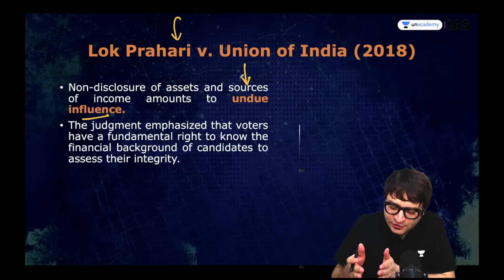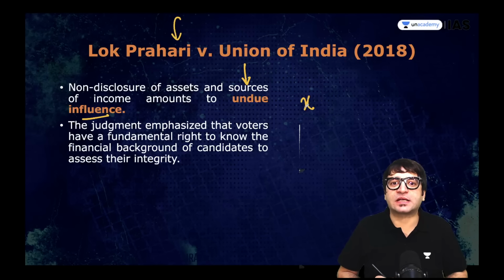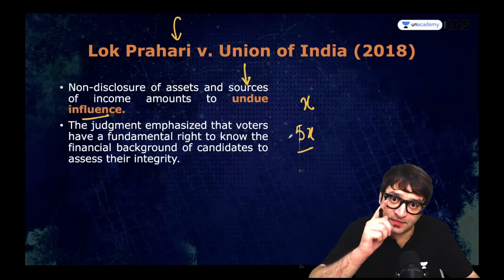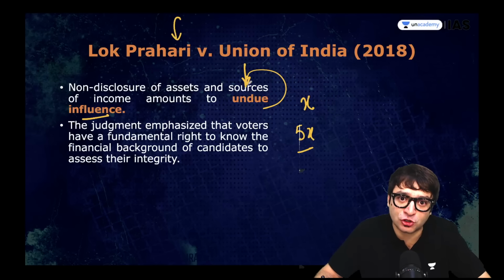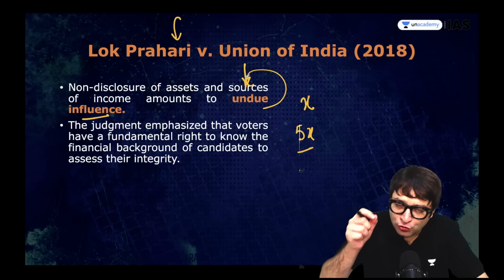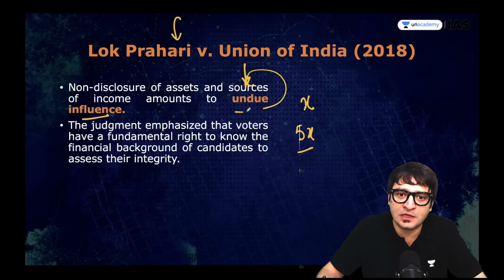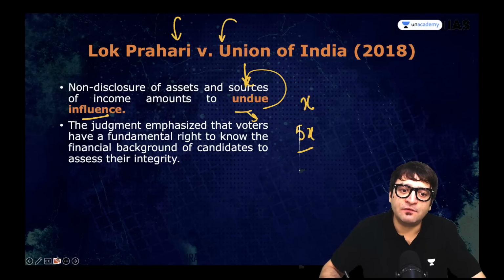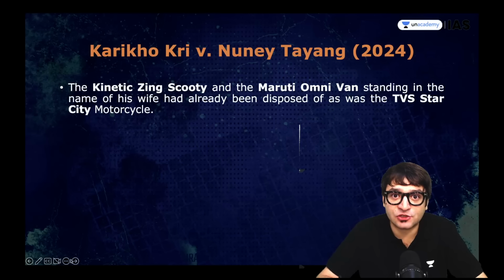In the last election, the amount of assets in your name was X. In the current election, the assets have increased to 5X. There is something fishy about you. Maybe you're not a person of integrity. Tell me the source of your income so that I can decide whether I want to vote for you or not. If you do not disclose your assets and your sources of income, that amounts to undue influence and you will be disqualified, according to Lok Prahari v. Union of India 2018.